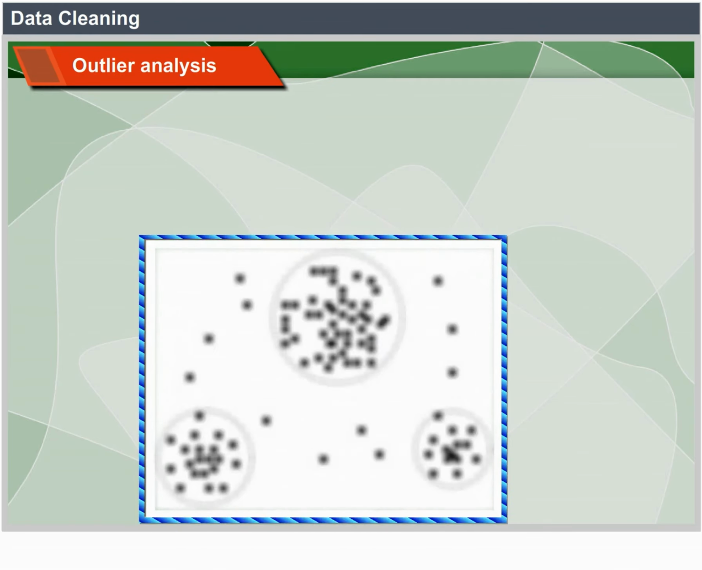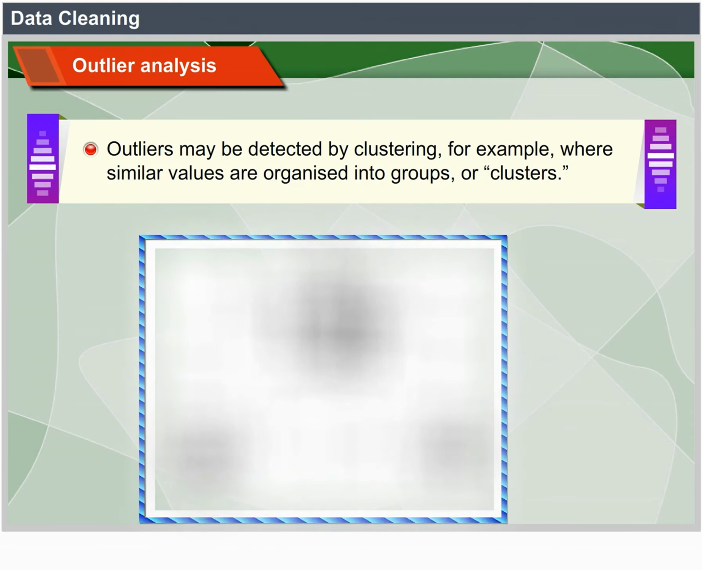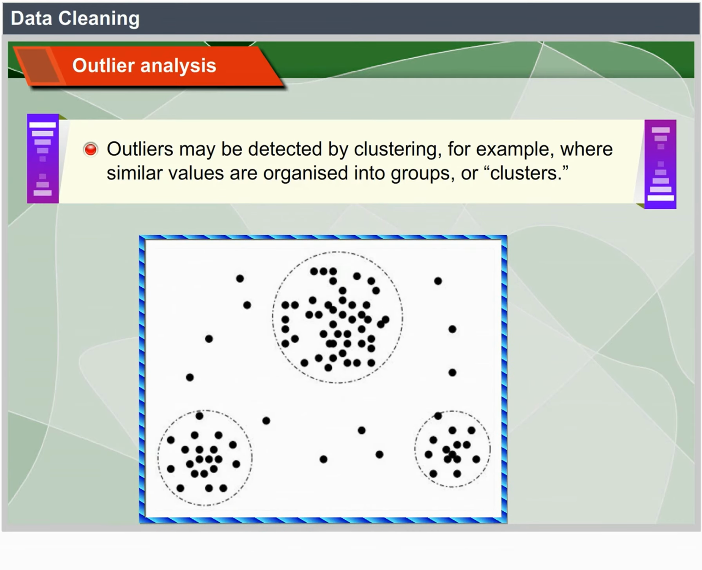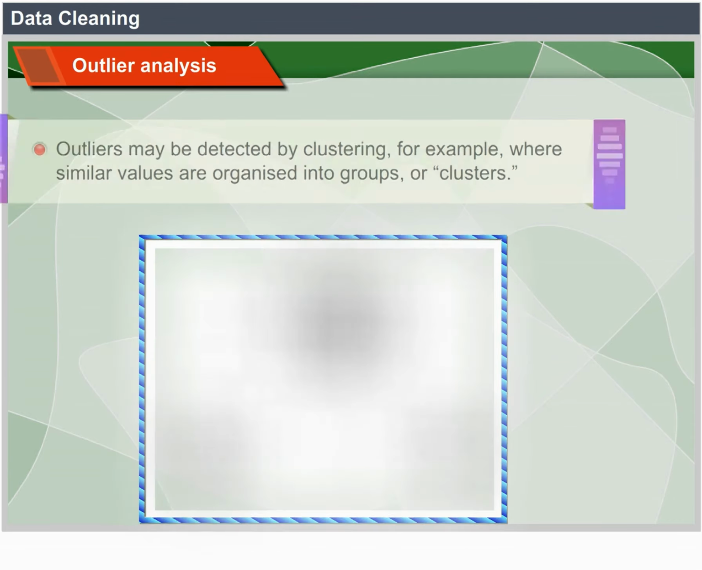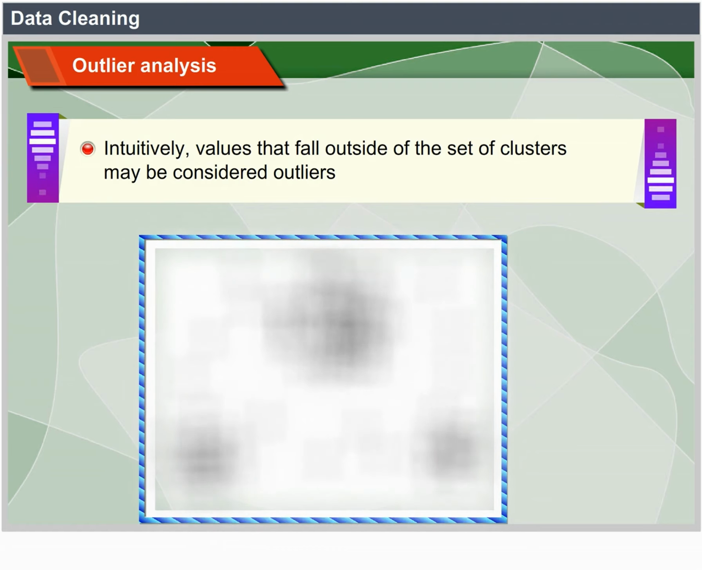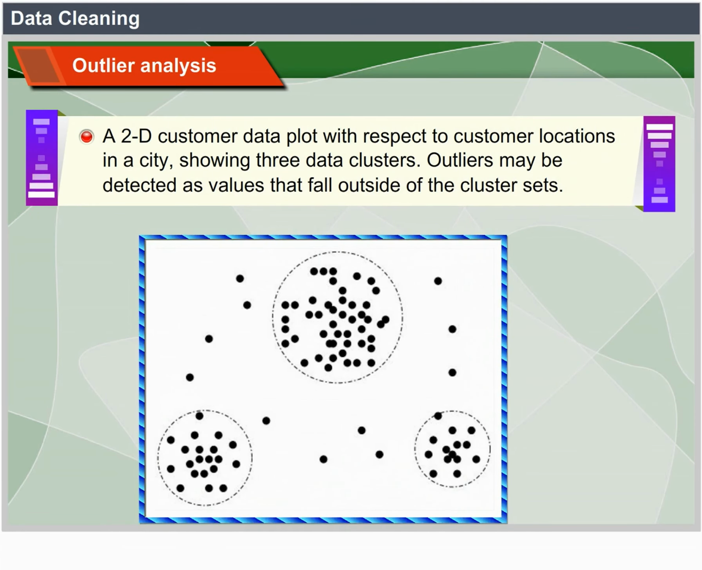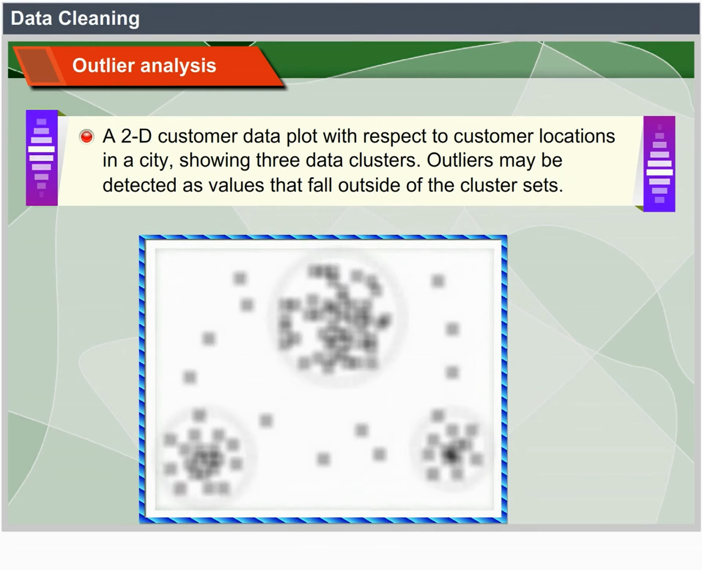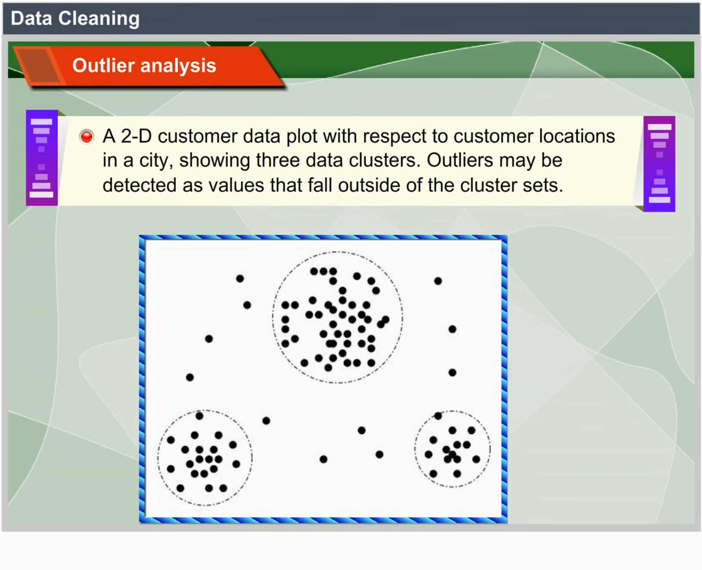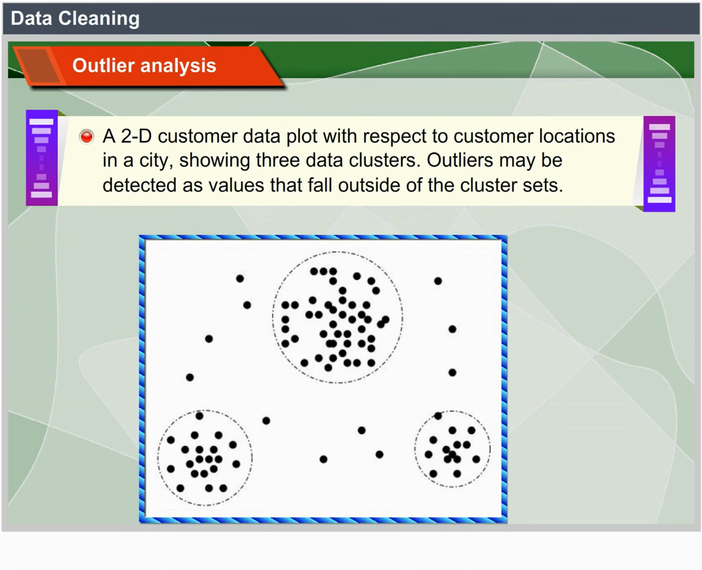Outlier analysis. Outliers may be detected by clustering, for example, where similar values are organized into groups or clusters. Intuitively, values that fall outside of the set of clusters may be considered outliers. Figure shows a 2D customer data plot with respect to customer locations in a city showing 3 data clusters. Outliers may be detected as values that fall outside of the cluster sets.